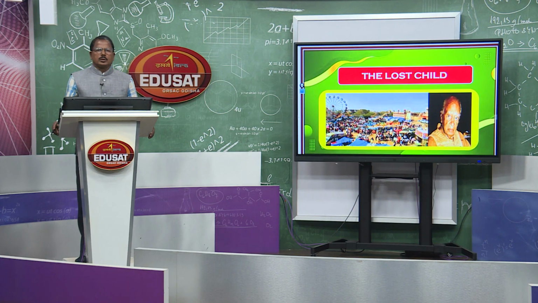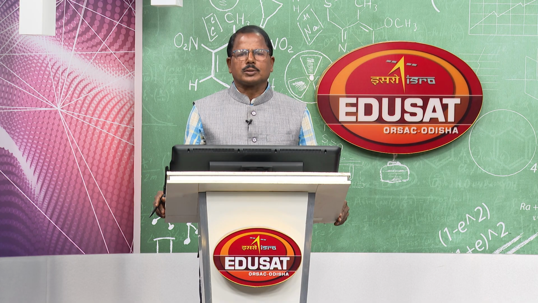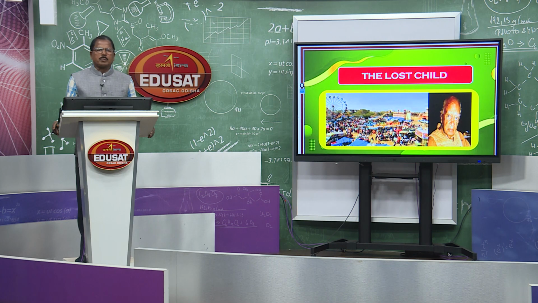My dear students, in the last session we discussed the very interesting story, The Lost Child by Mulk Raj Anand. And now you see the screen, the site of the village fair. We have already discussed the summary of the story and we have also checked our comprehension of the first part of the story. So, let us take some time to recapitulate the previous session, and then we will also check our comprehension of the last three parts.